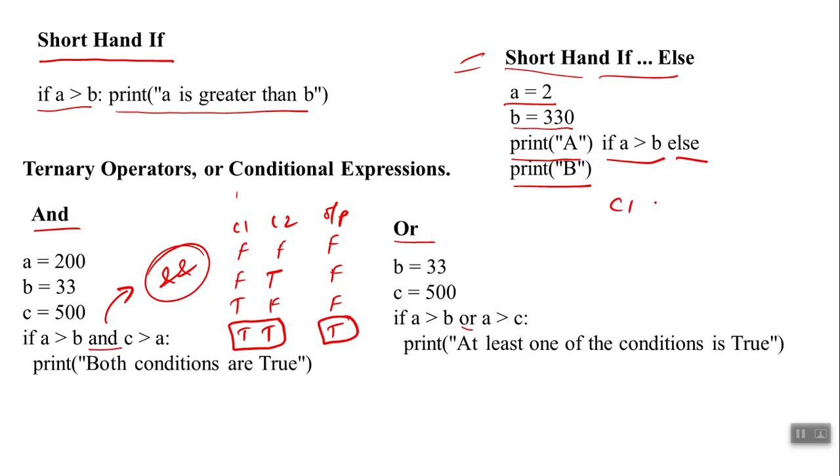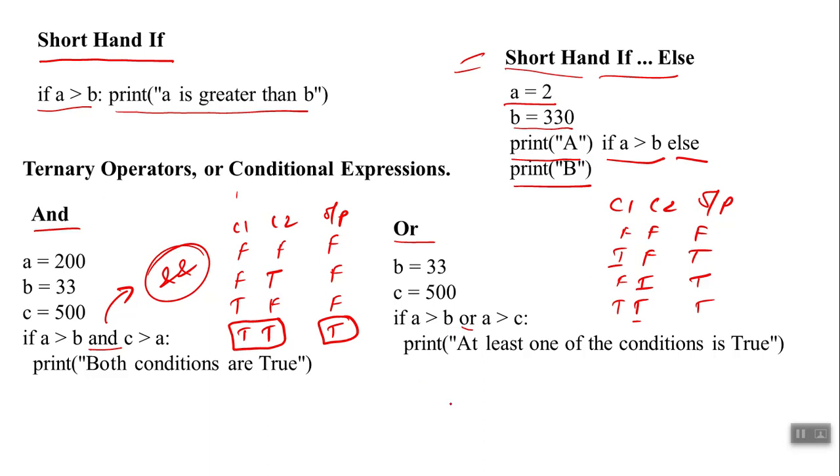Whereas in the case of your OR statement, false, false, it will be false. If it is true, false, it will be true. If it is false, true, it will be true. True, true, it will be true. It means that if any one of the conditions is true, either A or B, whatever it may be, the output will be true. That is the basic difference between AND and OR.